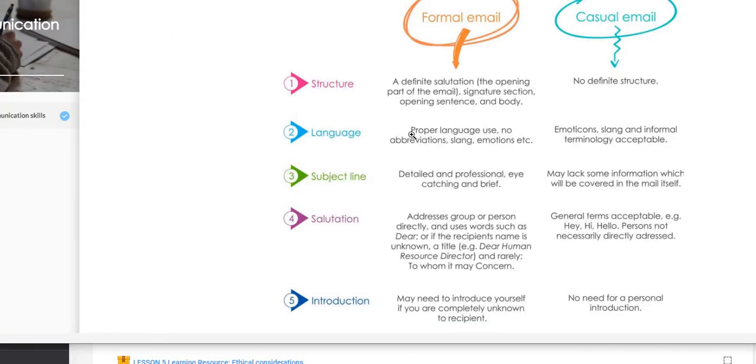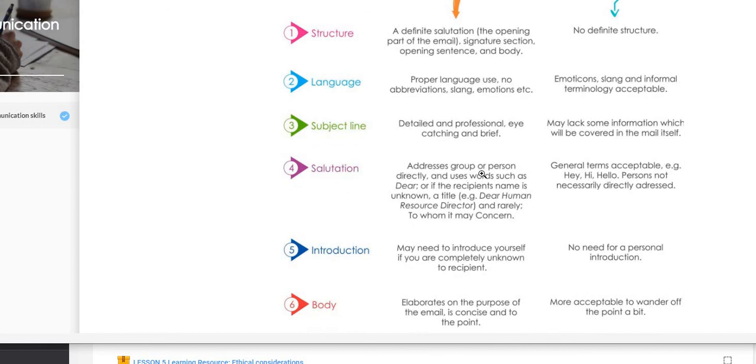Here we are. The language: you don't swear. You don't use things like, hey bro. You don't really show emotions. Guys, it's cold. It's straight to the point. No slang. Here you can actually use slang, as in normal language. The subject: detailed and professional, eye-catching and brief. Not long. May lack some information. Okay, the salutation addresses a group or a person directly, using structure like dear, sir, all those. Hey, hi, hello, bra, all those things you can use over here.